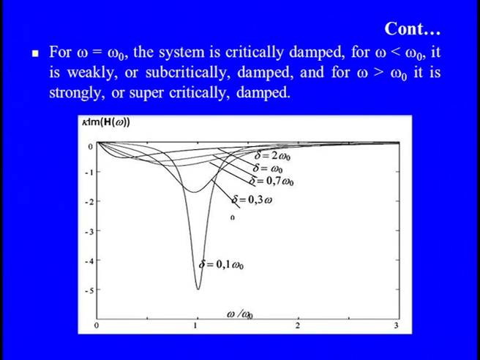So, this is the real part, and if we go towards the imaginary part, again if we have the damping, this is the k times the imaginary part, and we have omega by omega 0. We know that it is a critically damped system. For omega less than omega 0, it is a weakly or subcritically damped feature, and when omega is greater than omega 0, it is a strong or supercritically damped one. But again here we need an effective damping feature.